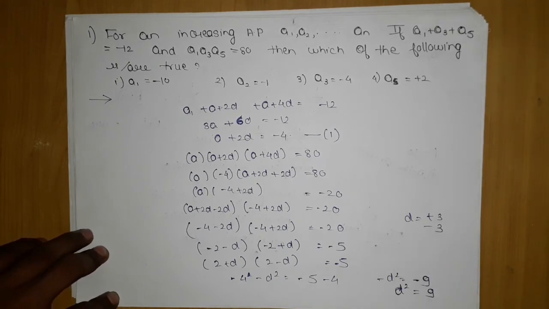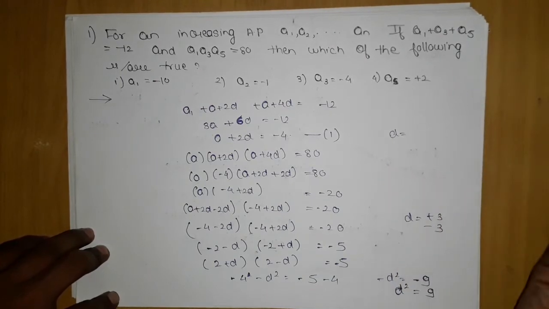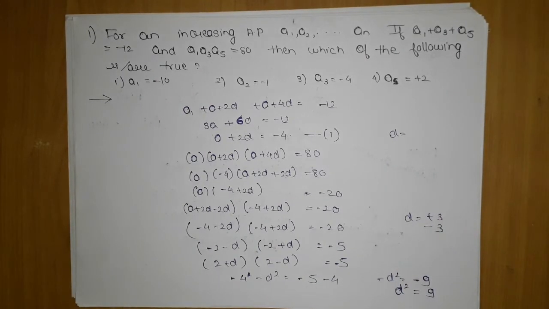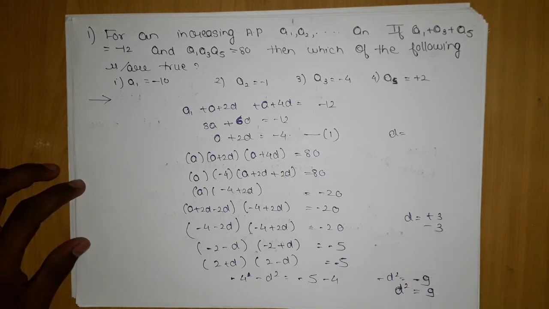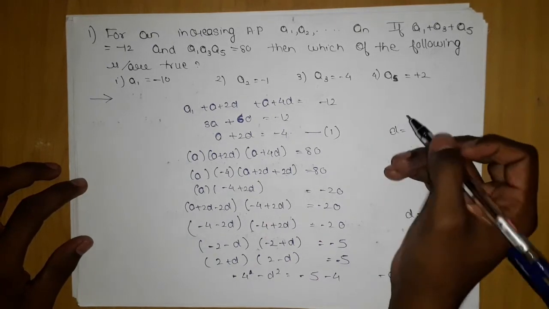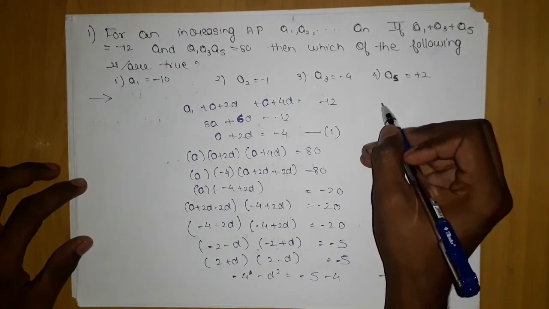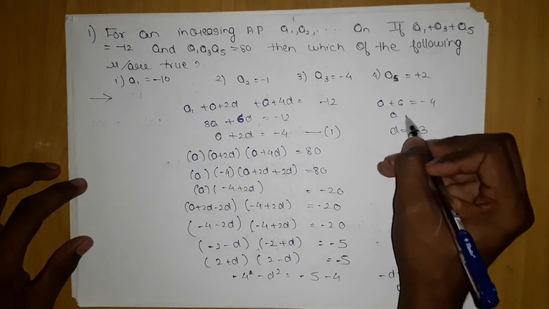Now if you observe, it is saying an increasing AP. For an increasing AP, D cannot be equal to minus 3. So D cannot be minus 3 because it is an increasing AP. So D is equal to 3. Since we have got D is equal to 3, our job is done. What will A be? A plus 2 times 3, which is 6, is equal to minus 4. A will be nothing but minus 10.